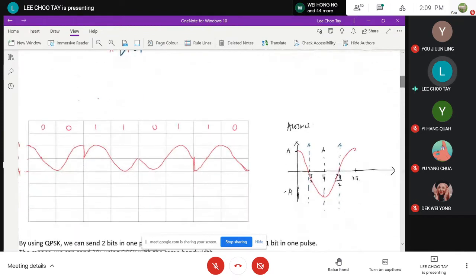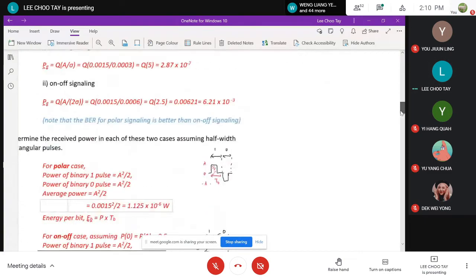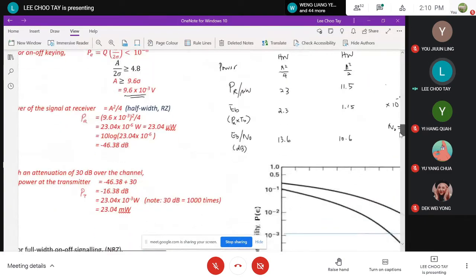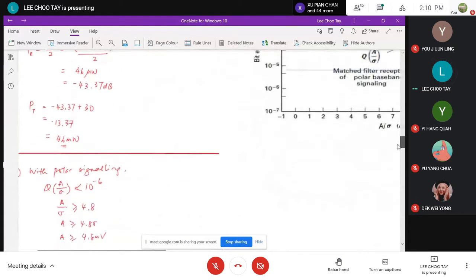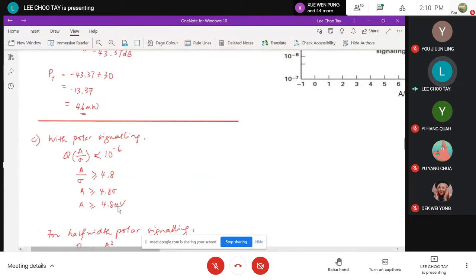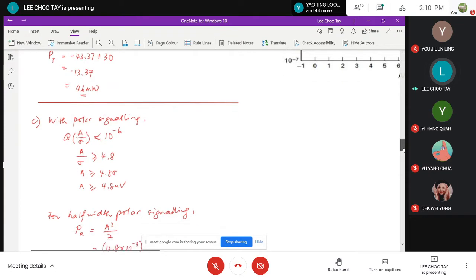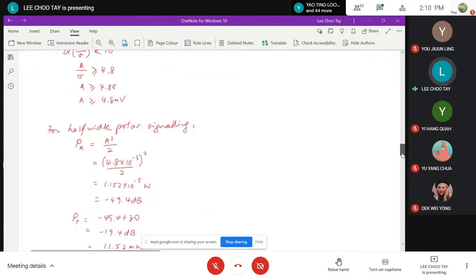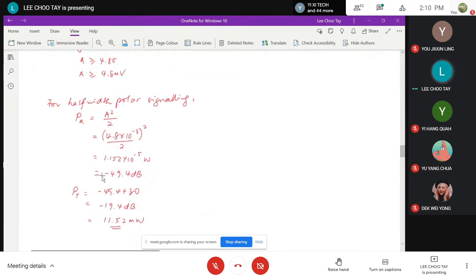I asked you to work out polar signaling, right? Let's check your answer because I need to discuss polar signaling. For polar signaling, you should get A must be greater than 4.8 millivolt, so the minimum is 4.8 millivolt. Then power at the receiver needs to be minus 49.4 dB. That means your power at the transmitter needs to be minus 19.4 dB.